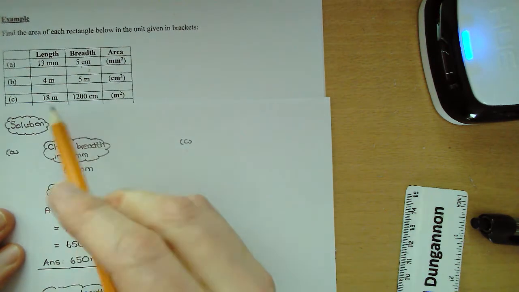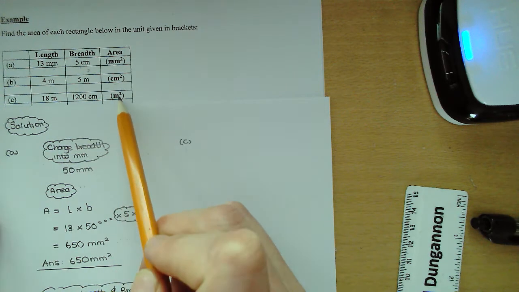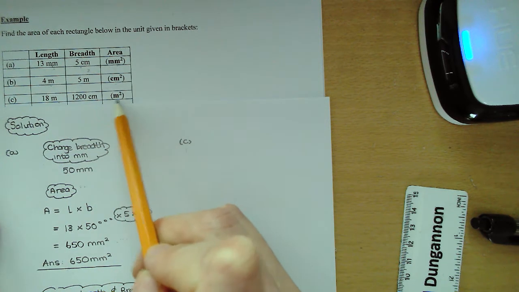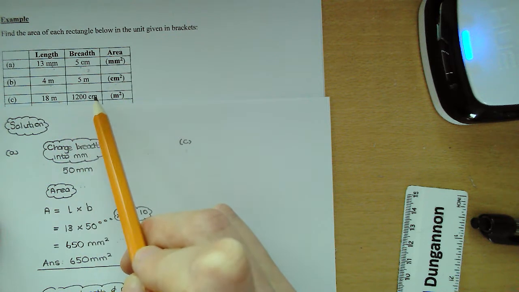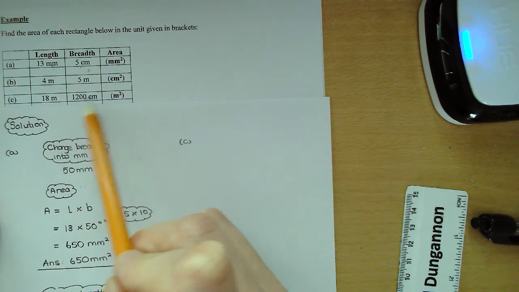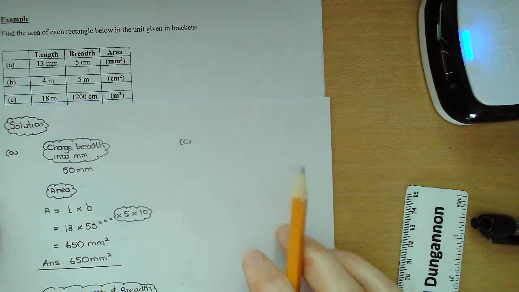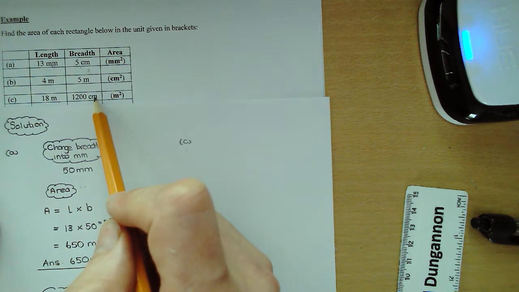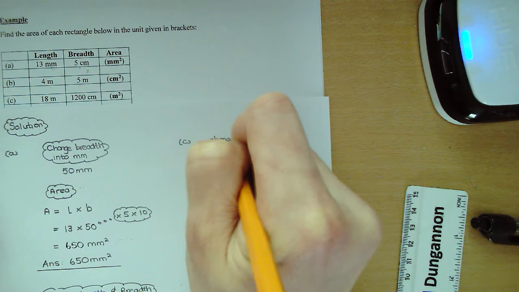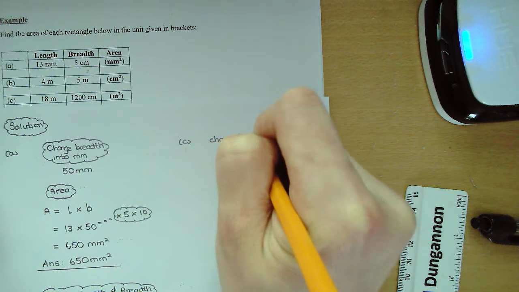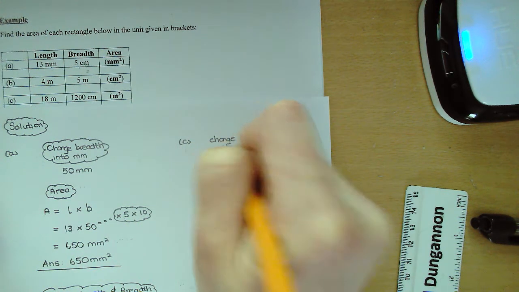So part C, the length is in metres and the breadth is in centimetres, and our answer has to be in metres squared. So if the area is in metres squared, that means length and breadth both have to be in metres. The length is fine, but the breadth is not. So we're going to have to change the breadth into metres. So our title, change breadth into metres.